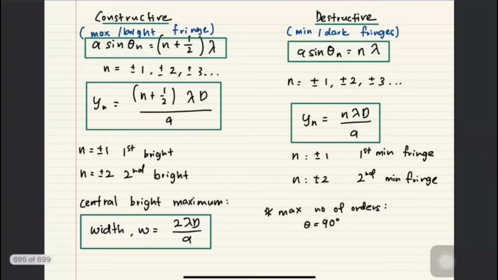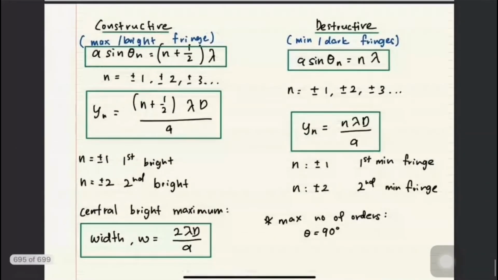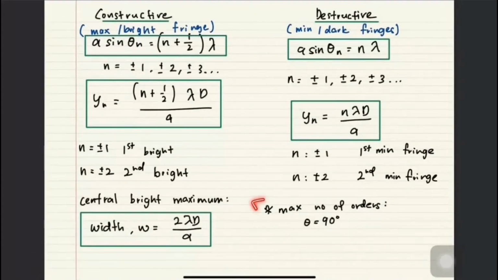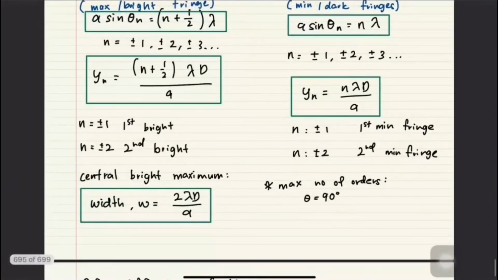Very good. Okay, and then ada lagi satu benda yang dia selalu suruh kira is max numbers of order. Berapa banyak order. When they ask you to find max numbers of order, basically you have to use these two formula, if it is constructive or destructive lah. So we assume that maximum number of n is when this value over here is maximum, which is equals to 1. So sin is equals to 1 when theta is 90. That's why I write it over here. And then this one is max number of order.